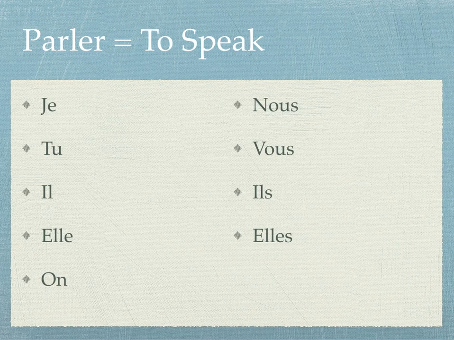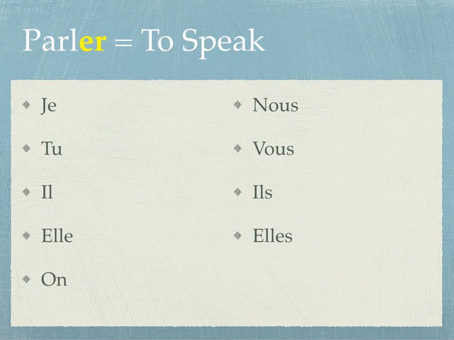Alright, so let's look at this verb parler. It means to speak. So if we're going to conjugate the verb parler, what's the very first thing we have to do? Hopefully, you know the first thing we have to do is to find the stem. We find the stem by dropping our last two letters, in this case ER, because these are all ER verbs.